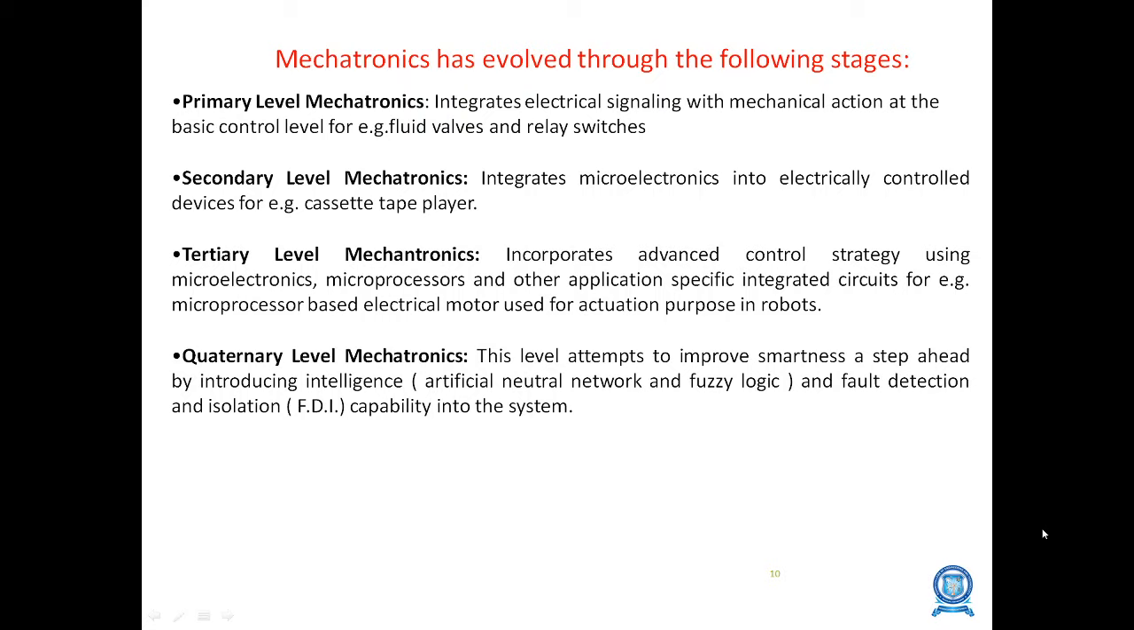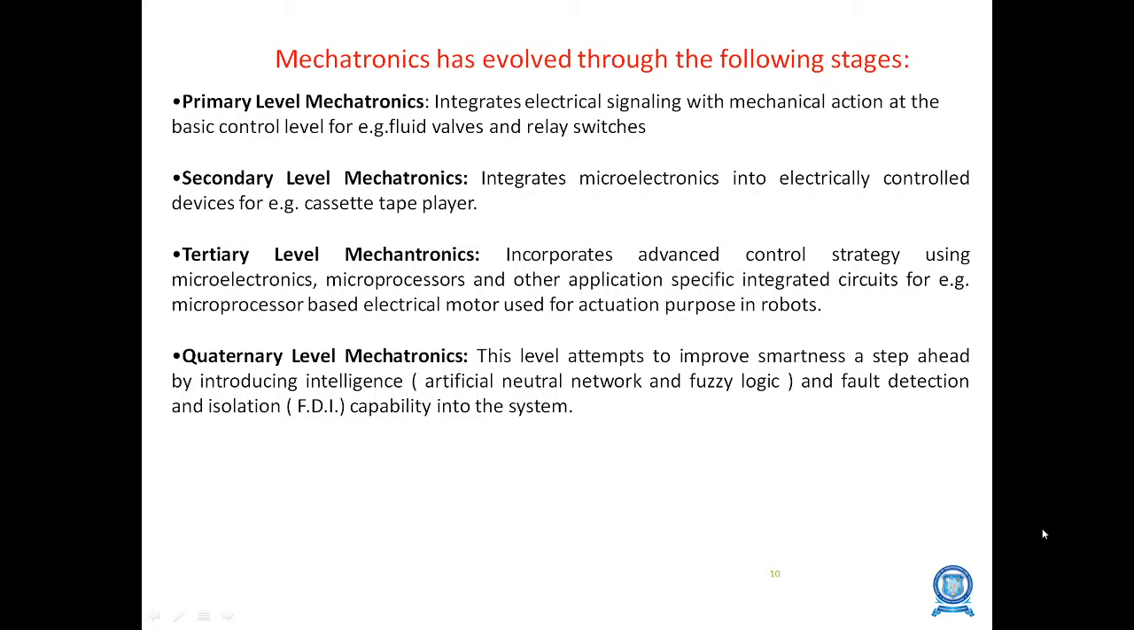So mechatronics has evolved through the following stages: primary level mechatronics, secondary level mechatronics, tertiary level mechatronics, and quaternary level mechatronics. Primary level mechatronics integrates electrical signaling with mechanical action, like fluid valves and relay switches. Secondary level mechatronics integrates microelectronics into electrically controlled devices, like a cassette player.